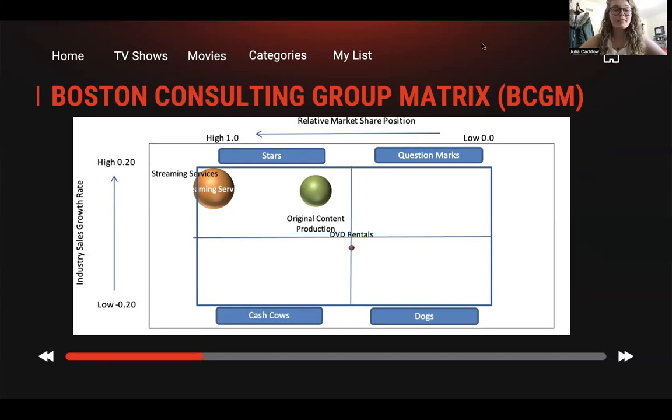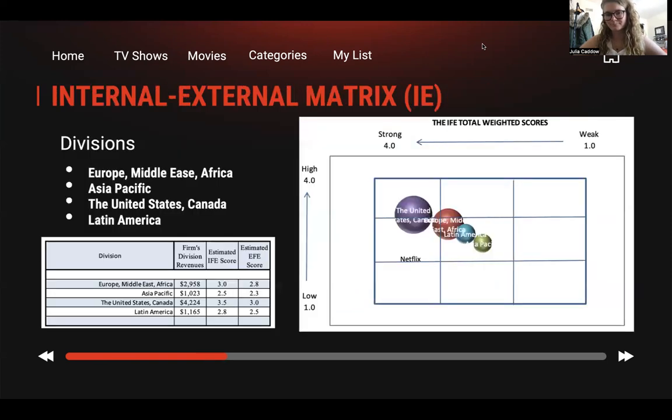Here we can see that both Netflix's streaming services and original content production have both a high sales growth rate and a high relative market share position, placing them in the most desirable component of this matrix, the stars component. However, DVD rentals, which has both a low industry sales growth rate and a low relative market share position, this places it in the dogs category.